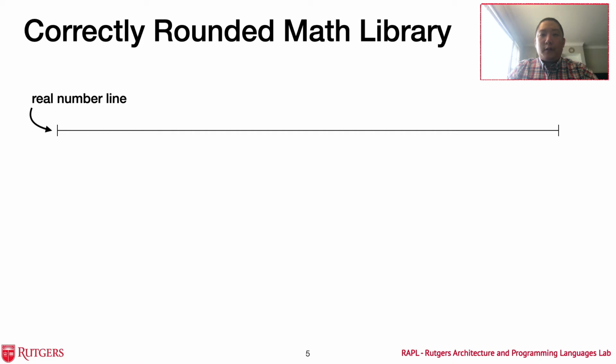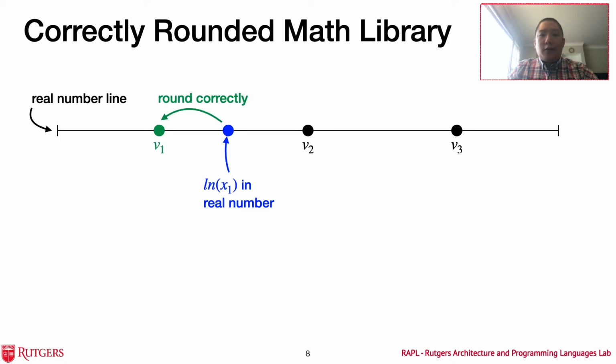using this real number line. As you know, fixed precision representations like floating point representations can only represent finite number of rational values. So you can't exactly represent irrational values like natural log of x1 with these representations, and you have to round these kinds of values to a representable value. In our example, I am using the round to the nearest tie goes to even rounding mode, which is the most common rounding mode. So natural log of x1 rounds to the value v1.